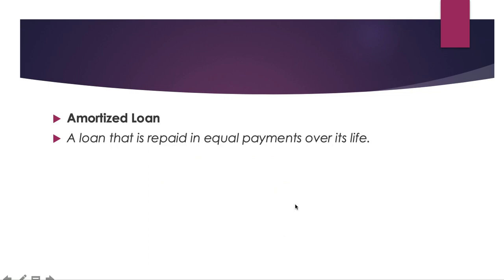Finally, we have another technical term, and that's called the amortized loan. Basically, it's a special type of loan where the loan is repaid in equal payments over its life. We might see some examples of this later on.